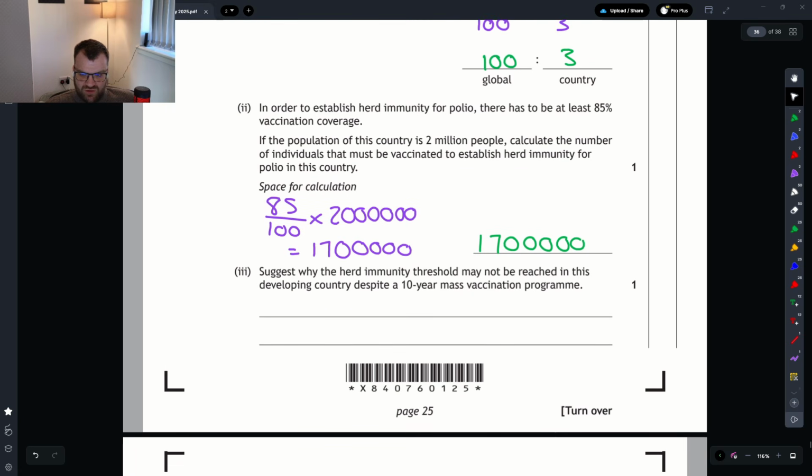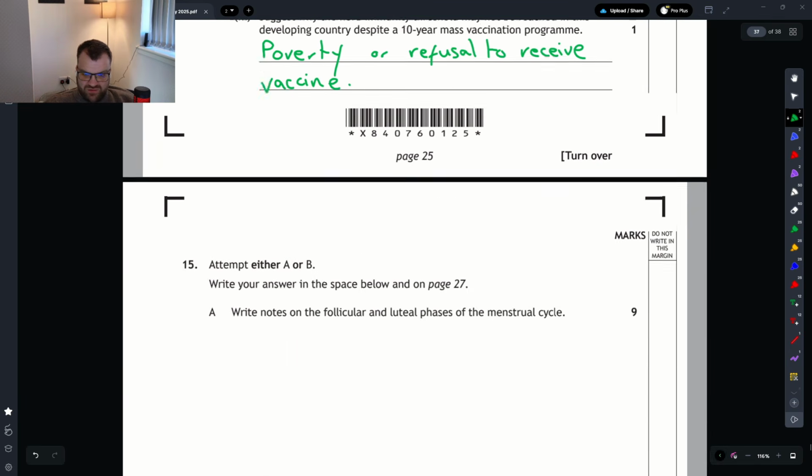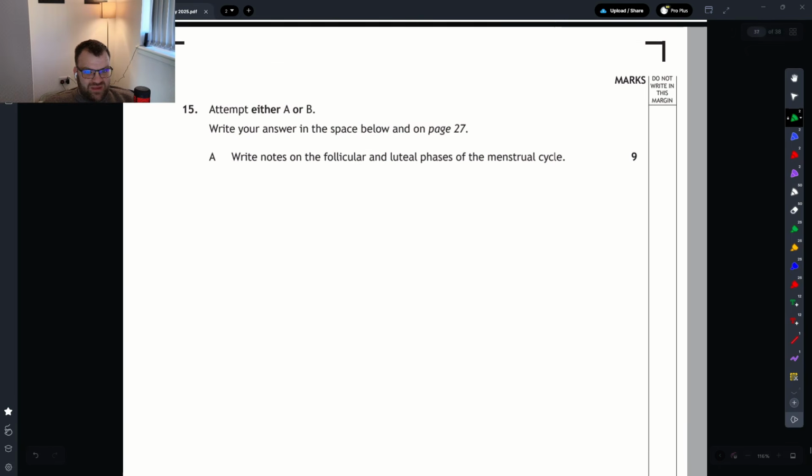Why might it not be reached? So one of the things there in a developing country would be money. So poverty would be a barrier to stop that from happening. So people who are against using vaccines are the two ones that I would think of first. Now we get to the essay questions, and we're going to look at both the essay questions now.